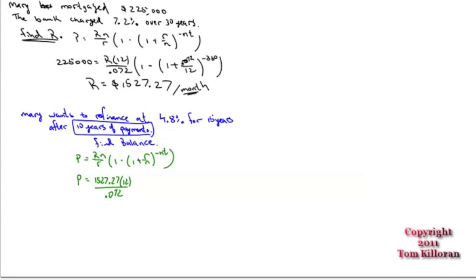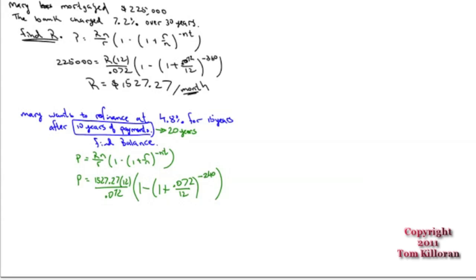And then plug in what's left. 1 minus parentheses 1 plus 0.072 divided by 12 raised to the negative 120. No. She's already made 10 years of payments. How many does that leave? 20 years of payments. So how many months are left? 240. So this would be negative 240. So what's left, not what you've paid, it's what's left. You're looking for your remaining balance.